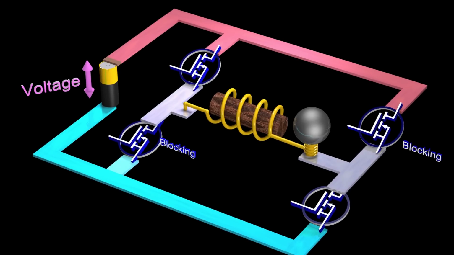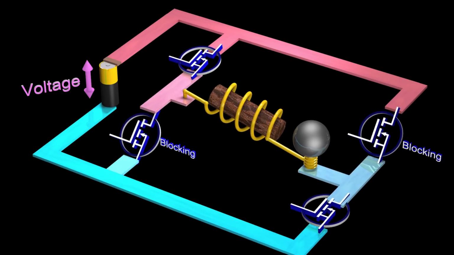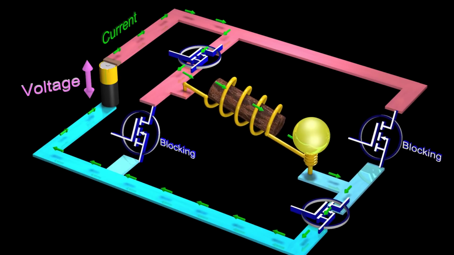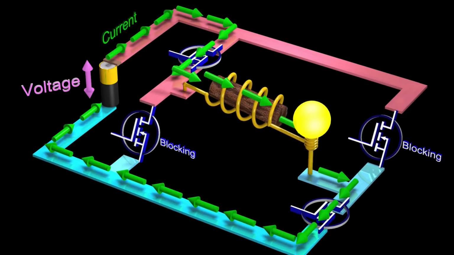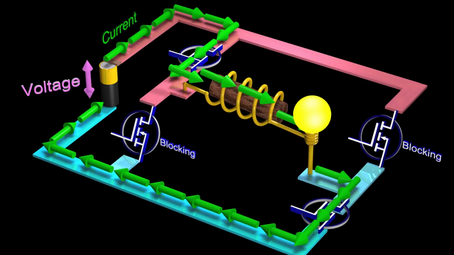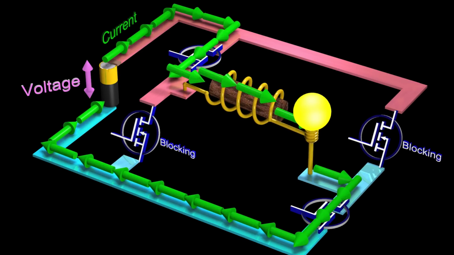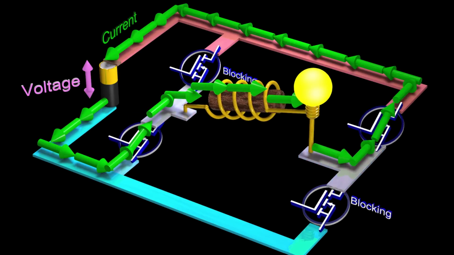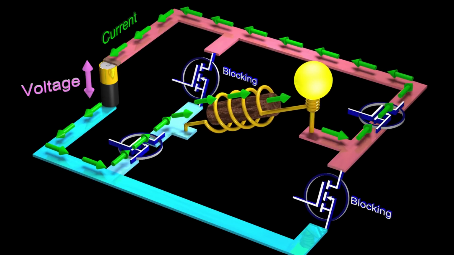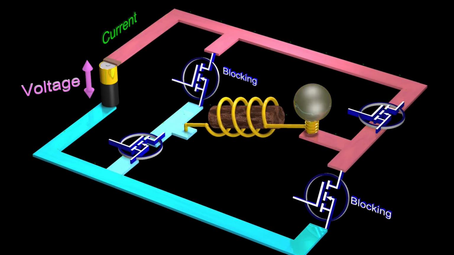The elevations represent the voltages of the different parts of the circuit. The arrows represent the positive current, which is in the opposite direction of electron current. Suppose we keep altering which 2 transistors are blocking and which 2 are conducting.